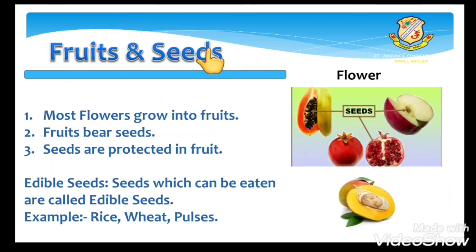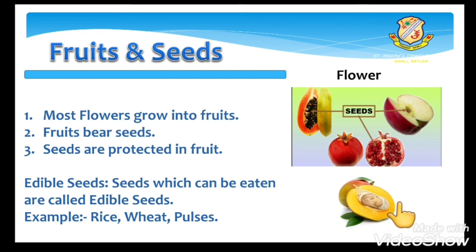Fruits and seeds. Fruit is the most important part of the plant as it carries seeds inside it. Fruits are used by us also for eating. So plants give us food for our eating as well as survival. Most flowers grow into fruits. Most of the flower parts of the plant grow into fruits, and this fruit bears a seed. Seeds are protected inside a fruit.